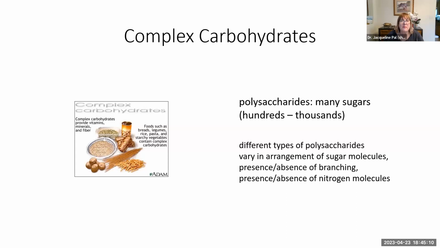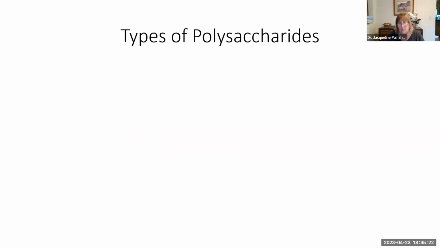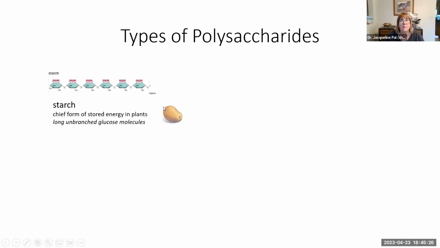As opposed to complex carbohydrates, which are polysaccharides with hundreds of thousands of sugars. They differ in whether they are just chains, whether they have branching, whether they have nitrogen. So let's look at types of polysaccharides really quick. We're going to have 4 basic categories. The first is starch. You'll know what starch is, right?